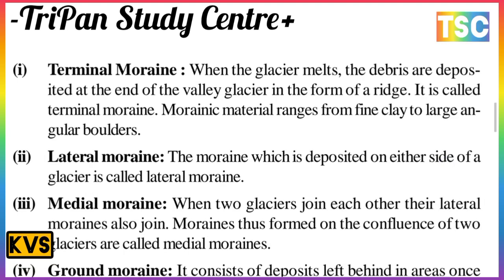The first type is the terminal moraine. When the glacier melts, the debris is deposited at the end of the valley glacier in the form of ridges. It is called a terminal moraine. The morainic material ranges from fine clay to large angular boulders.